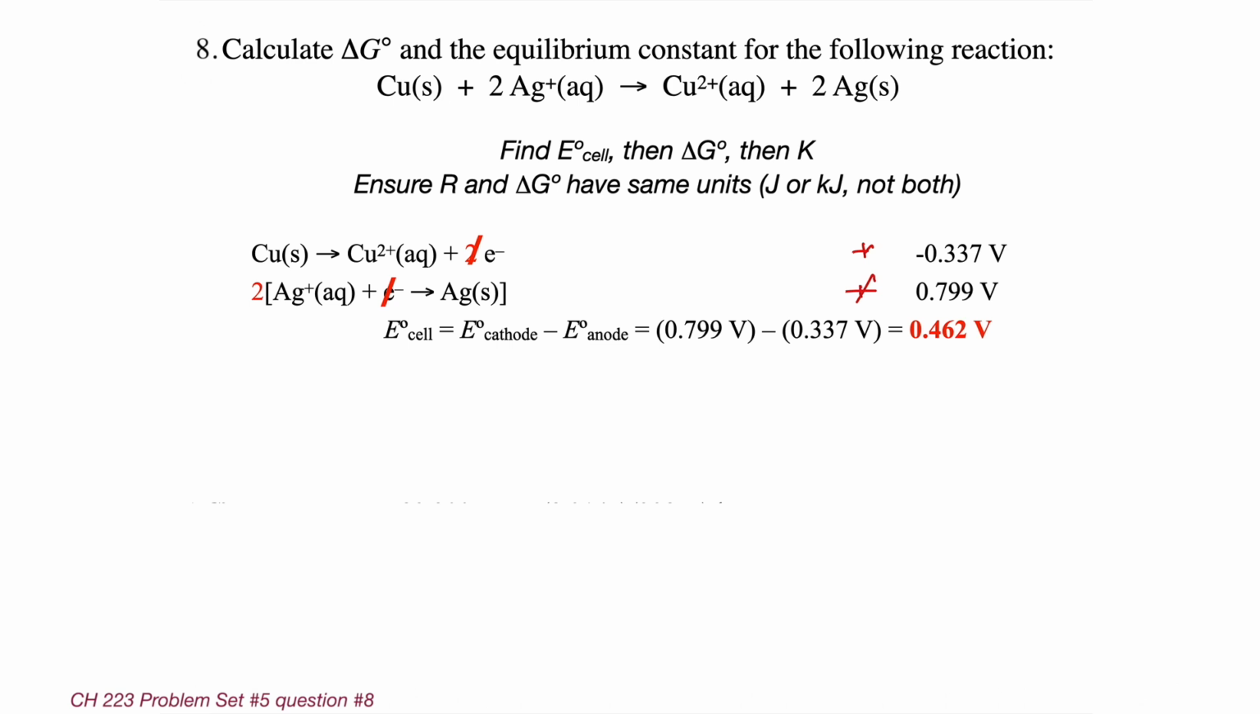All right, E cell is positive. And a positive E cell means that the reaction is product favored. Something's going to happen when you activate this battery, if you will.